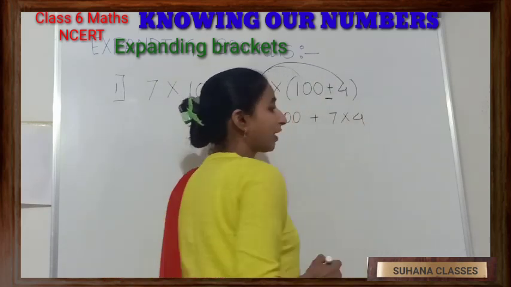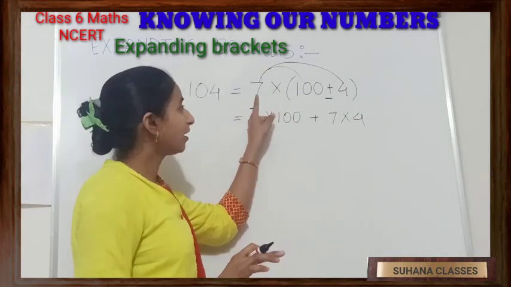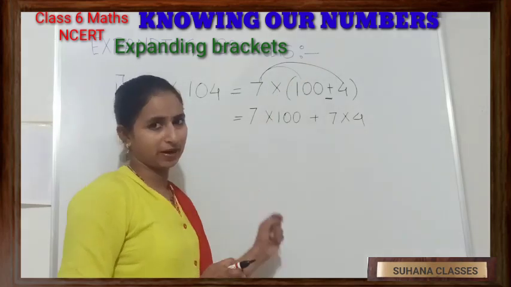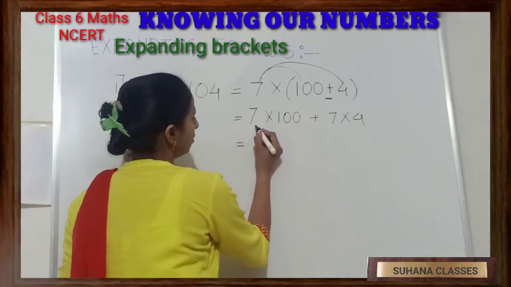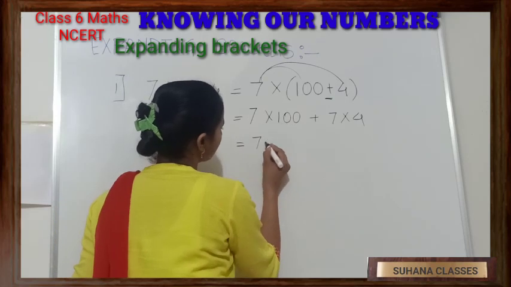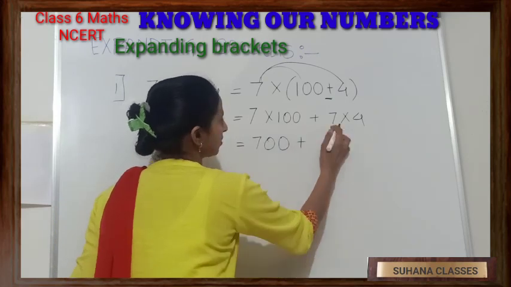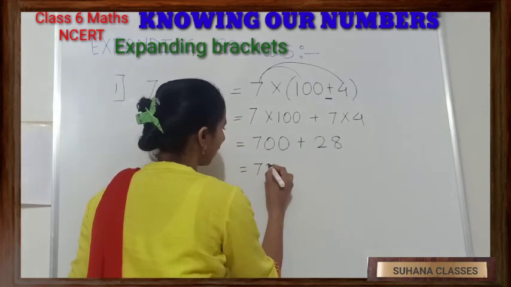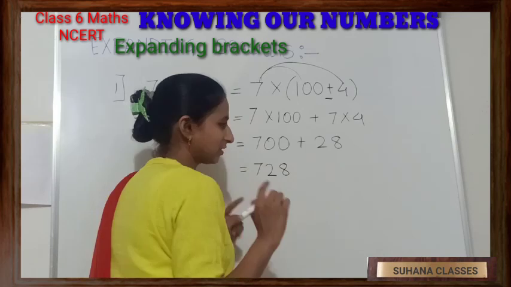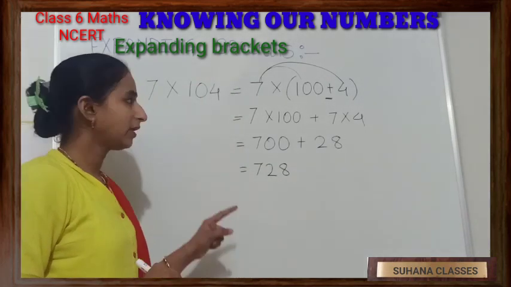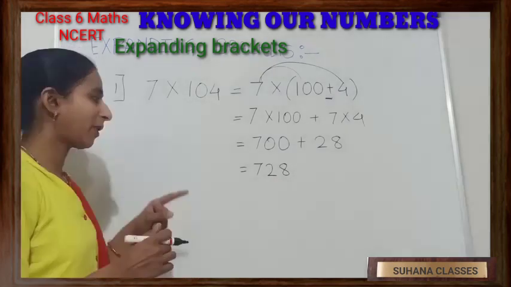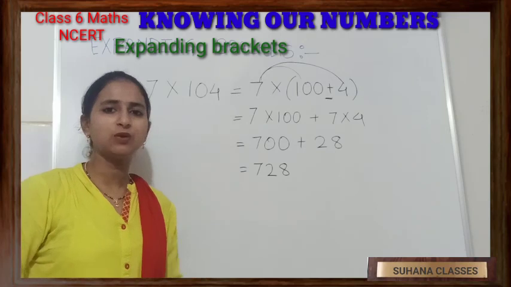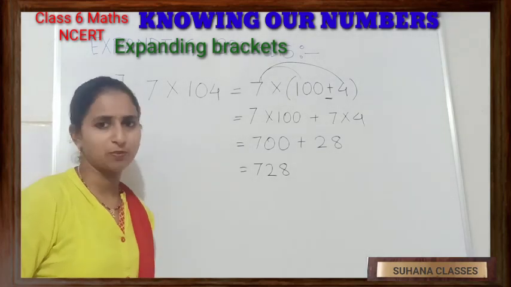So this is called the distributive property. Whatever is outside the bracket will be distributed to each member in the bracket. Now 7 into 100 is 700, and 7 into 4 is 28. If I add both these numbers, I can add them directly orally. My answer is 728. Isn't it very easy? Instead of doing multiplication in rough work, I can do it here in a very easy way. This is how you can use the brackets here.